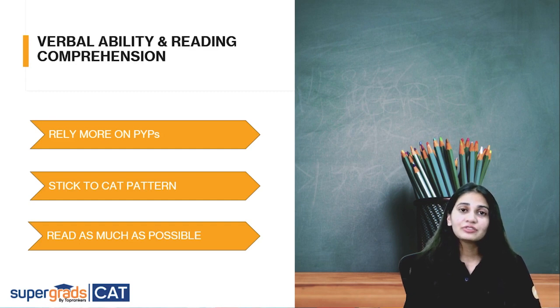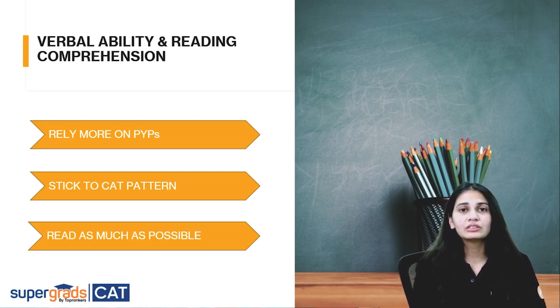Tips and tricks from my end in this section would be: number one, you should rely more on previous year papers and strictly stick to the CAT pattern. Reading random articles from random sources would not really help that much. If you want, you can also refer to a previous video in this series, which is taken by Shruti ma'am, where she has suggested some really good books and resources, and you can pick up some books from there and start off your preparation.